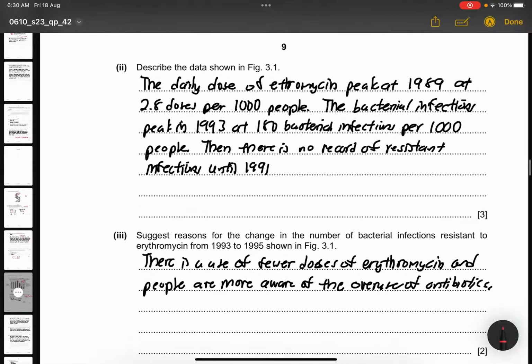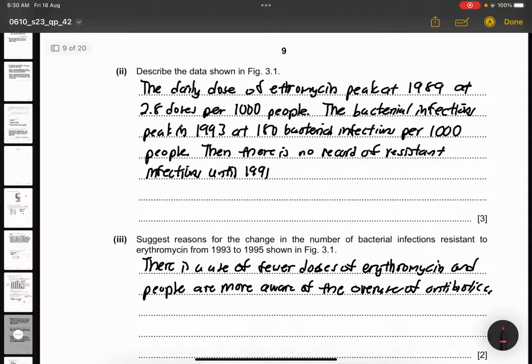Okay, so this is basically how you describe the data by identifying the peaks, the lower points, and the trends of the graph.